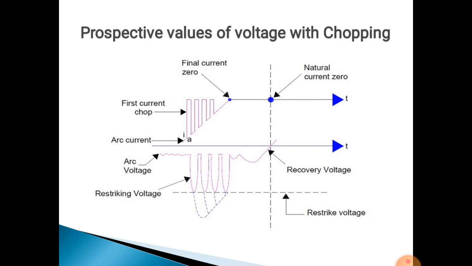Okay, this is the waveform of current chopping. In this circuit, two factors are considered. The first one is the lower rate of rise of voltage, which is more than the time to restrike, and the next one is the effectiveness of the deionizing, which influences the restriking voltage. These are the two factors.